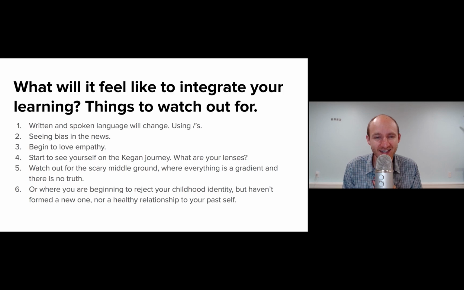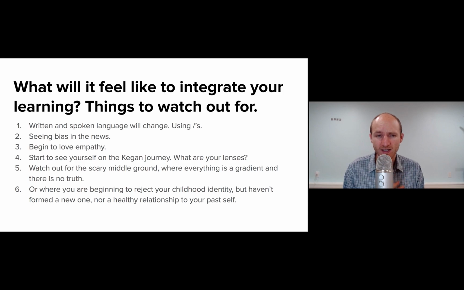And trying to be empathetic with folks and really leaning into that and loving that experience of trying to understand others. And you'll see yourself on your adult development journey, really trying to understand your own lenses.